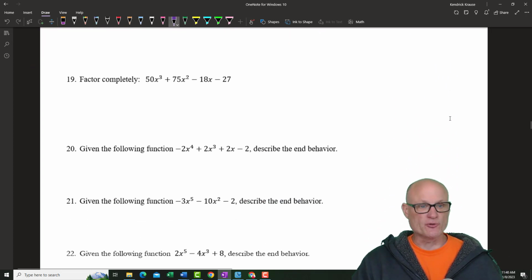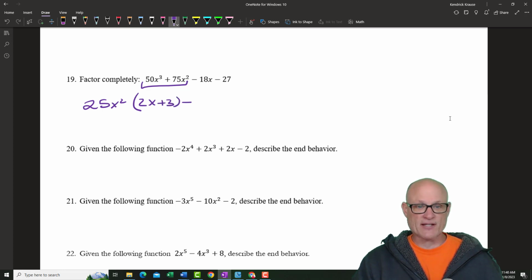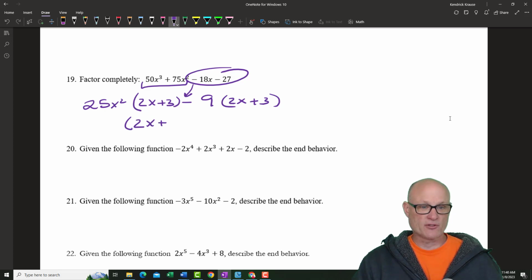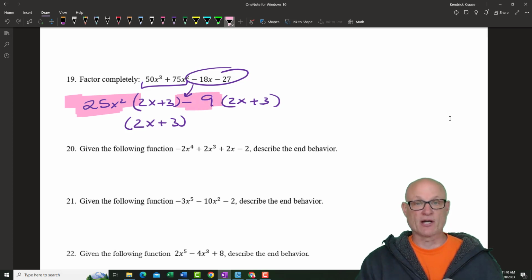So I'm going to look at the first two. Out of the first two, it looks like I could take a 25x squared out. Notice it's a perfect square, so I'm probably going to have to do some further factoring later. When I do that, it comes out 2x plus 3. Well, if that's true, this one has to also be 2x plus 3. Notice I copied that sign down immediately. Can I take out of those? Well, 18 to make a 2, I must have taken out a 9. So my first set of parentheses is 2x plus 3. Now my second set of parentheses would be 25x squared minus 9.